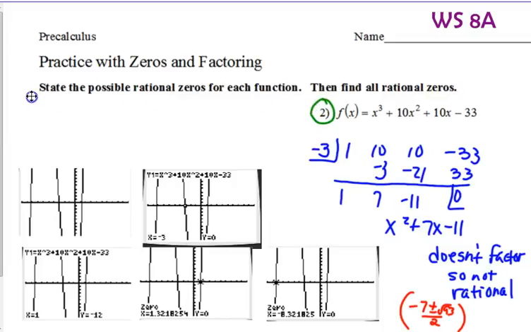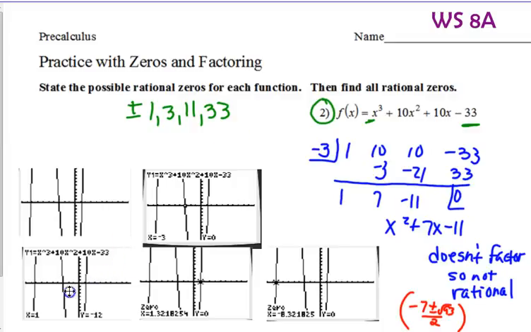The directions for all of the front side say state all the possible rational zeros. So for this question, I would just need the factors of 33 over 1, which are just 1, 3, 11, and 33. I'm halfway done with the problem. Then it says find all the rational zeros. So all I have to do is check which ones of these work. That's all I have to do, because there can't be any other ones.